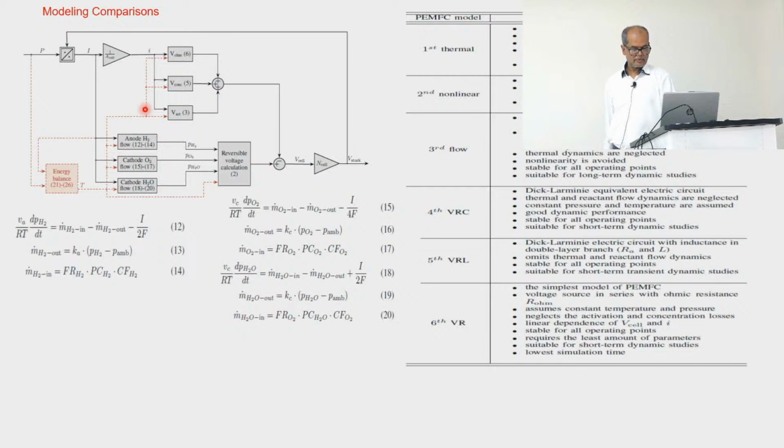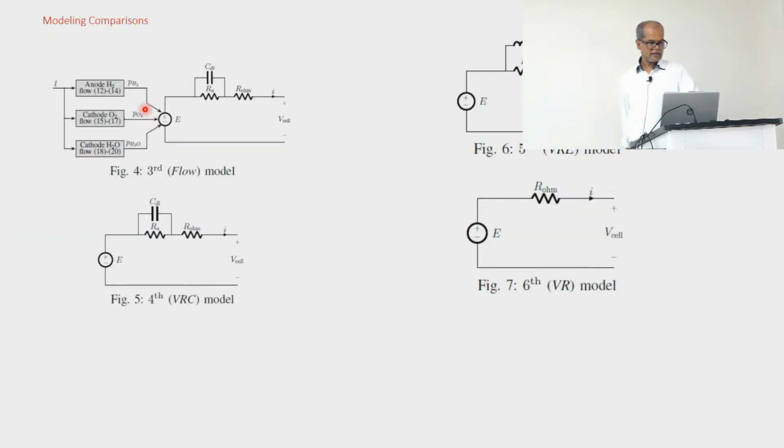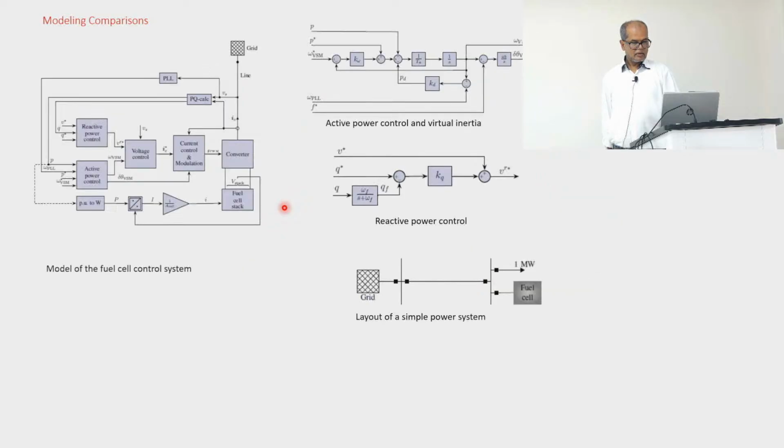So, this is the first one. How the other models look, I have given here: the third model, fourth model, fifth model and sixth model. Here you can see that normally people try the fourth-level one. So here you just have one series and one parallel combination of resistance and capacitance. What I am trying to say is that even if you consider all the dynamics, sometimes you neglect some dynamics.